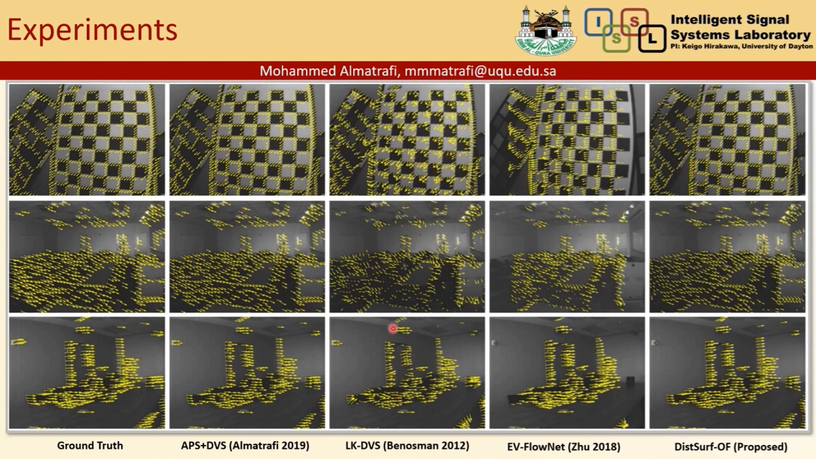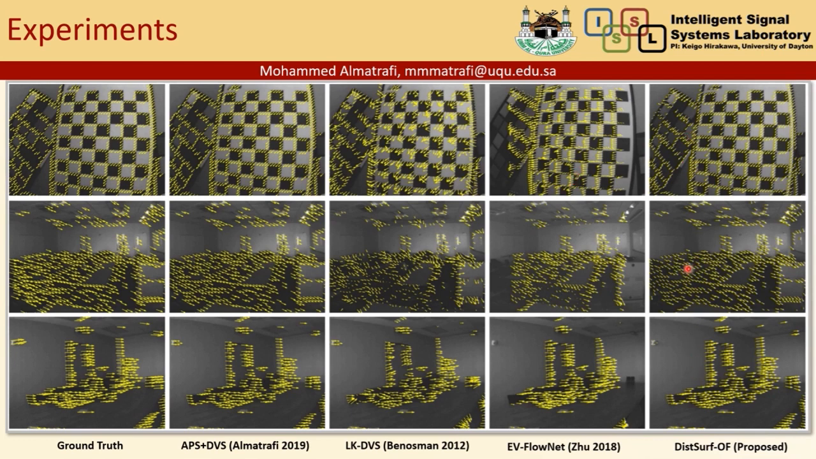The third column here shows the results of the Lucas-Kanade DFS-based method. Notice here arrows look noisy and are spatially inconsistent. The fourth column gives the results of the learning DFS-based method. Notice here arrows pointing away from the vertical edges. This is a phenomenon called normal flow, which does not necessarily represent the true motion as is the case here.